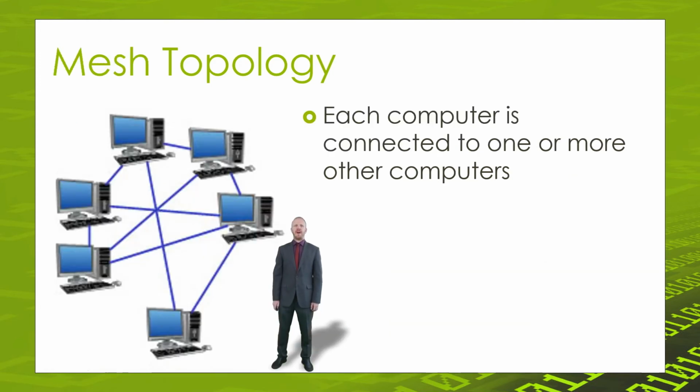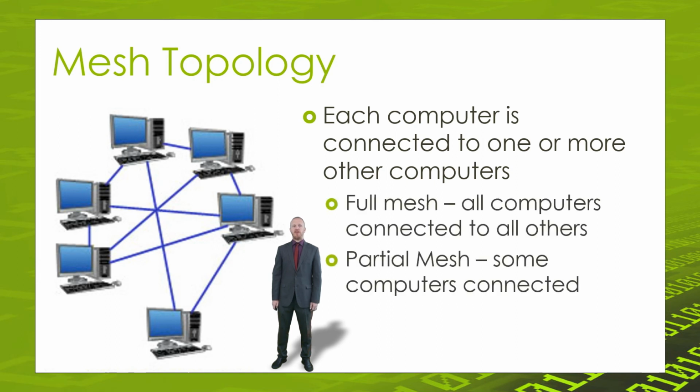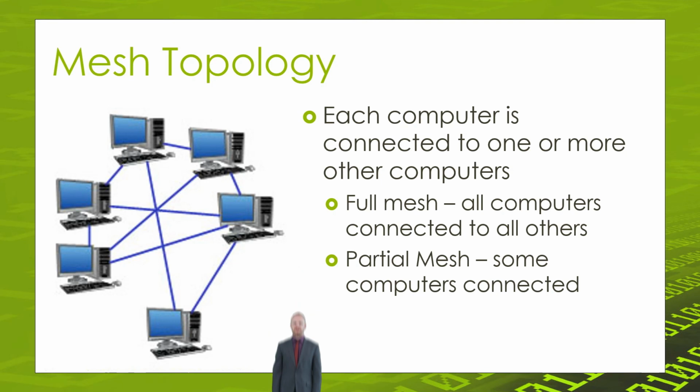The fourth and final topology we're going to look at is a mesh topology. A mesh topology is used for things like the internet. In a mesh topology, there's no real system. Each computer is connected to one or more other computers. A mesh topology can be a full mesh, where every computer connects to every other one, or it can simply be a partial mesh, where each computer connects to some others.